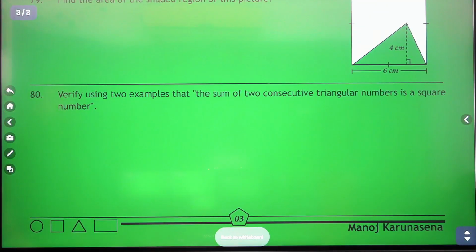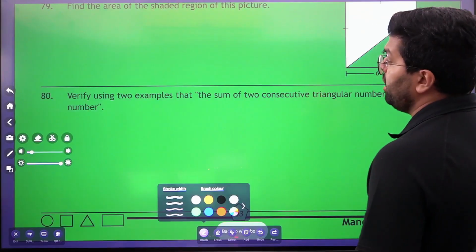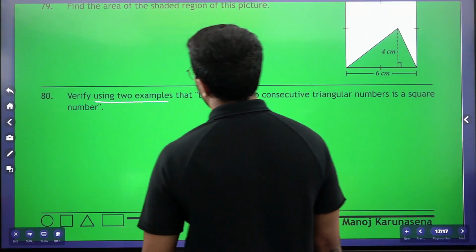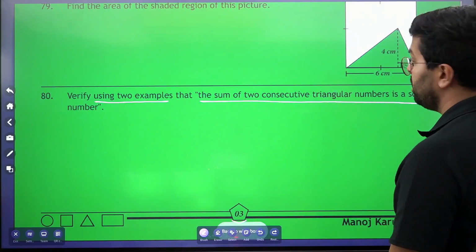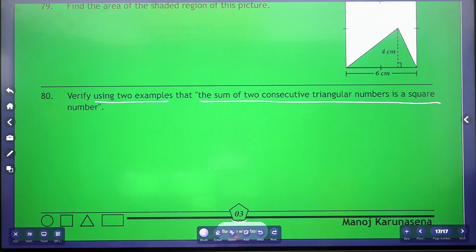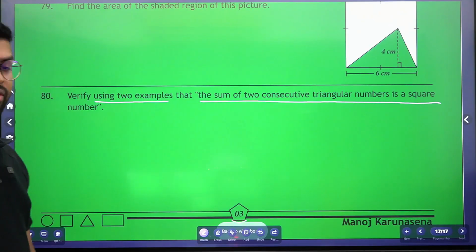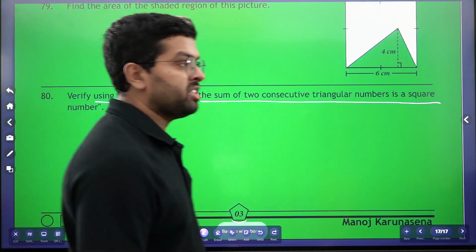Question 80. Verify using two examples that the sum of two consecutive triangular numbers is a square number. Shall we first write the first 10 square numbers? Let's quickly list down the first 10 square numbers.